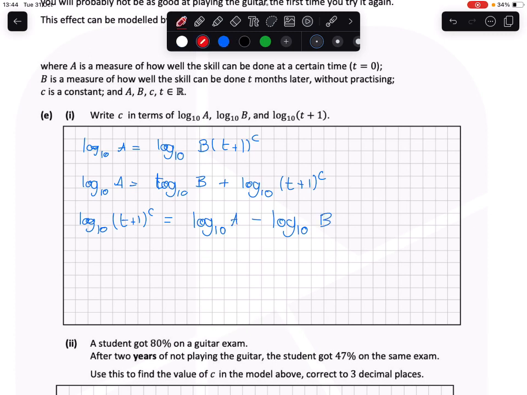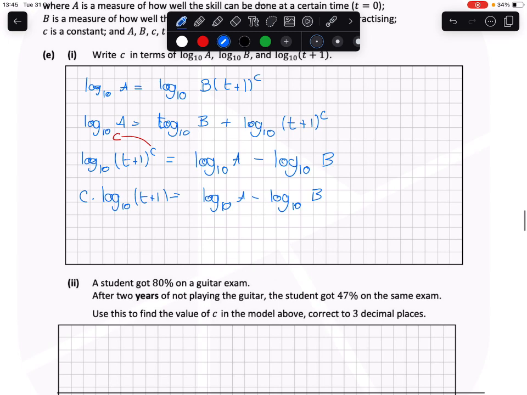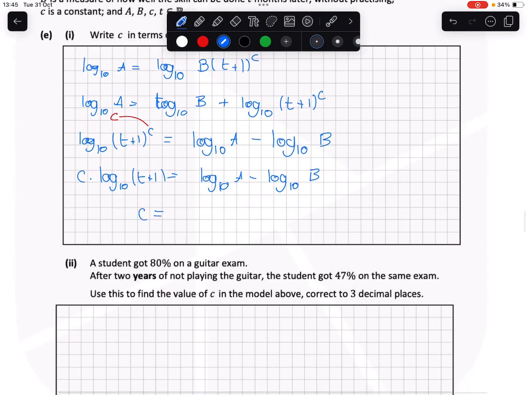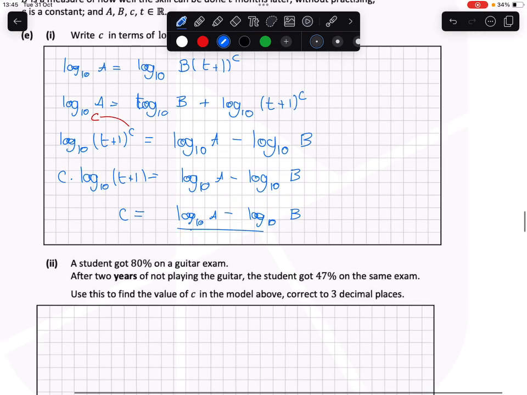With logs, we can bring this power all the way around to the front. So what I'm going to have is C multiplied by the log of 10 t plus 1, equaling that to the right hand side again. And then divide both sides by the log of 10 t plus 1, so that it's all just in terms of C. So therefore C is going to be the log of 10a minus the log of 10b, and this whole thing gets divided by the log of 10 t plus 1.